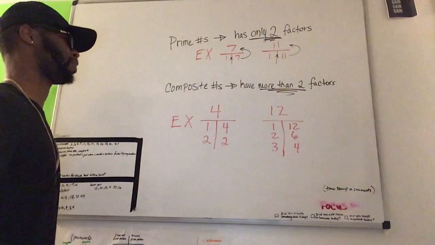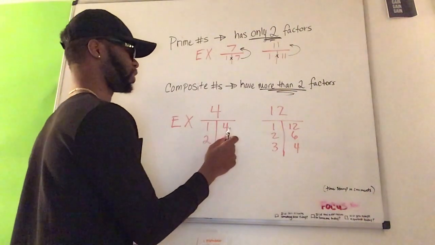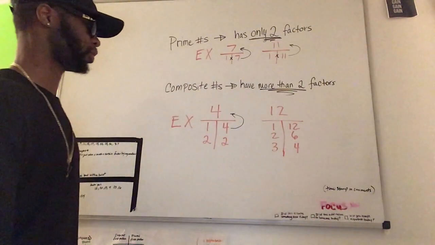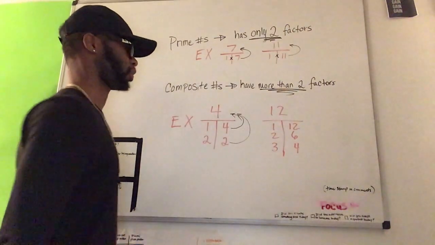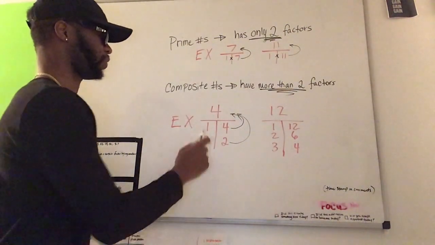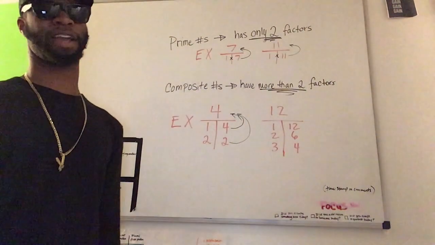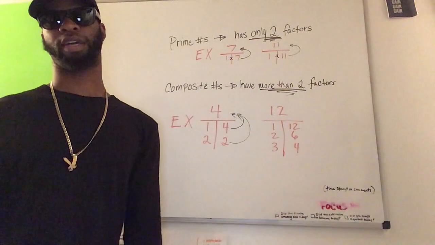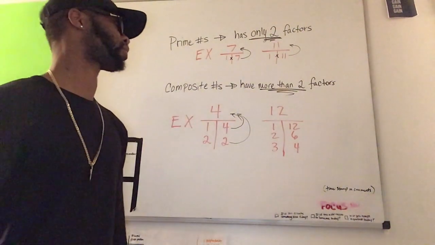Let's look at an example. For the number 4, we can multiply 1 times 4 equals 4, right? We can also multiply 2 times 2 equals 4. Now, when I count the factors, I see 1, 2, 3, 4. I have 4 factors, all right? That makes the number 4 a composite number because it has more than 2 factors.